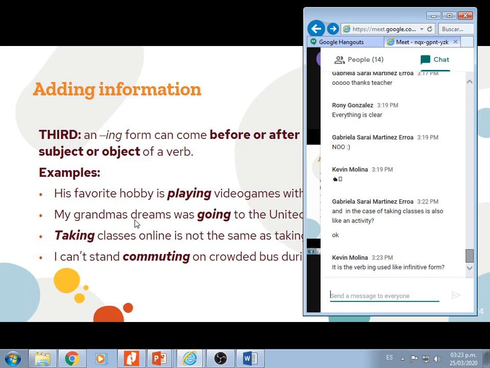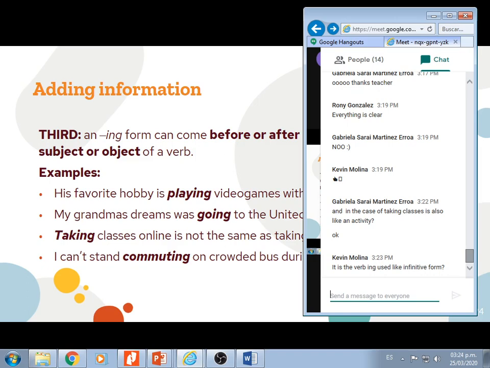Well, if I'm not mistaken, is the verb with ing just like the infinitive? I don't get your question. Is the verb ing used like the infinitive form? You may use it, but it is recommendable to use the ing form because you're adding more information. You can say my favorite hobby is to play. Yeah, you could say it, but it's much better for you to say my favorite hobby is playing.